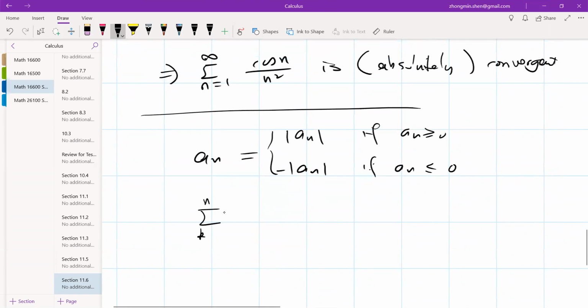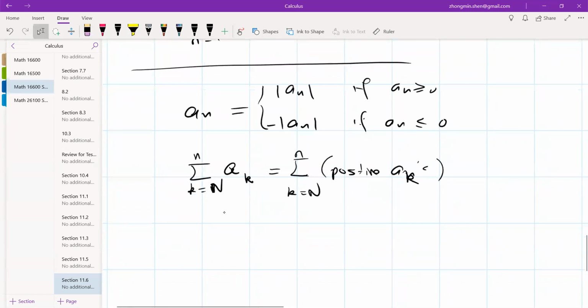Sigma from n equals 1 to capital N of a_k, you can have separate terms. Those are the positive terms, positive a_n's, okay? All right? And then I separate them. This is going to be the negative.